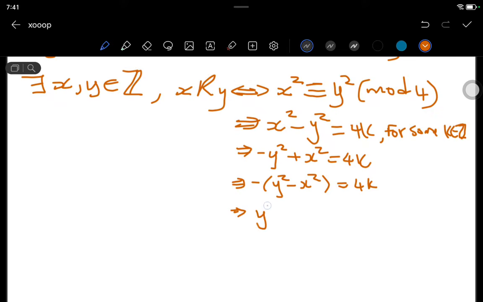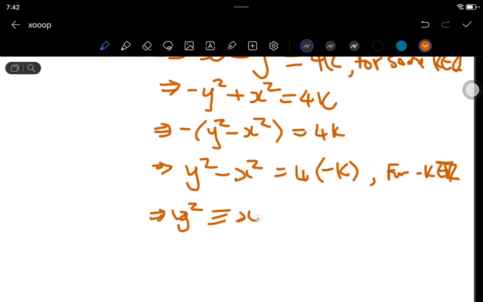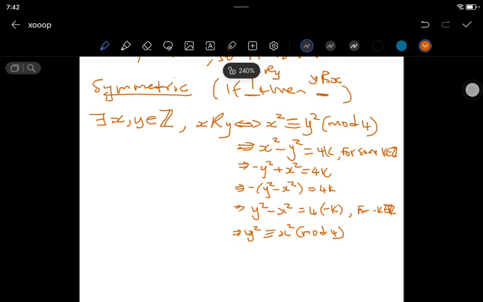Then this will be y squared minus x squared, which equals 4. Then the negative will be taken by the k. You see, right? Now we have this. Now we say that 4 minus k is an element of an integer. You see, right? Now we have this, and we know that this means that y squared is congruent to x squared mod 4. This is what this means.